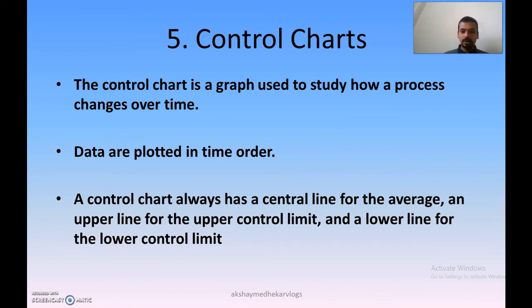A control chart always has a center line for an average, an upper line for the upper control limit, and a lower line for the lower control limit. Now we'll see how we can use the control chart.